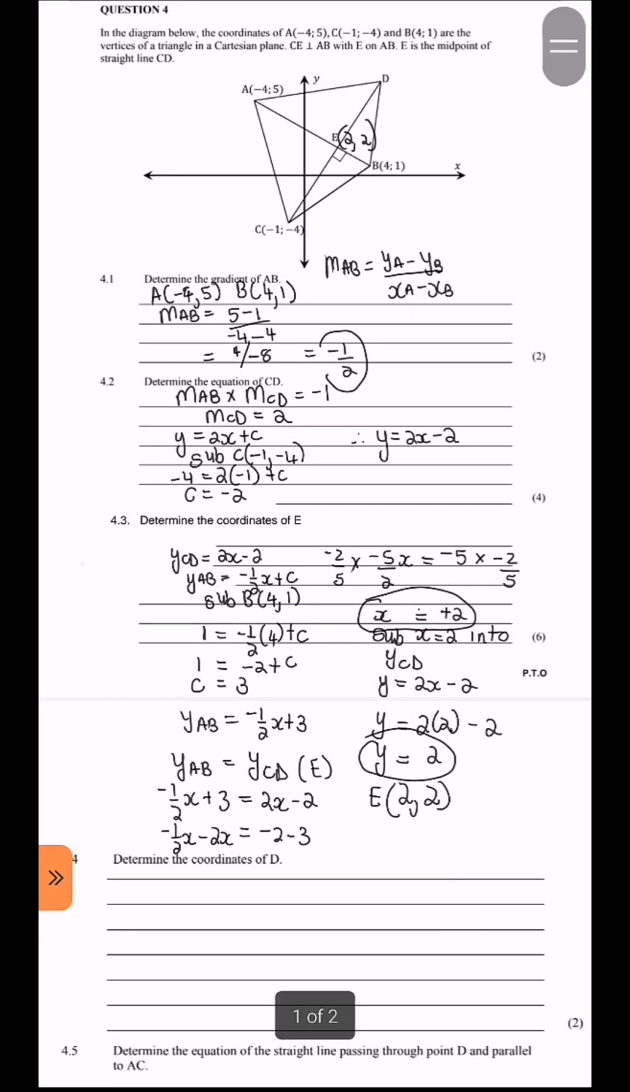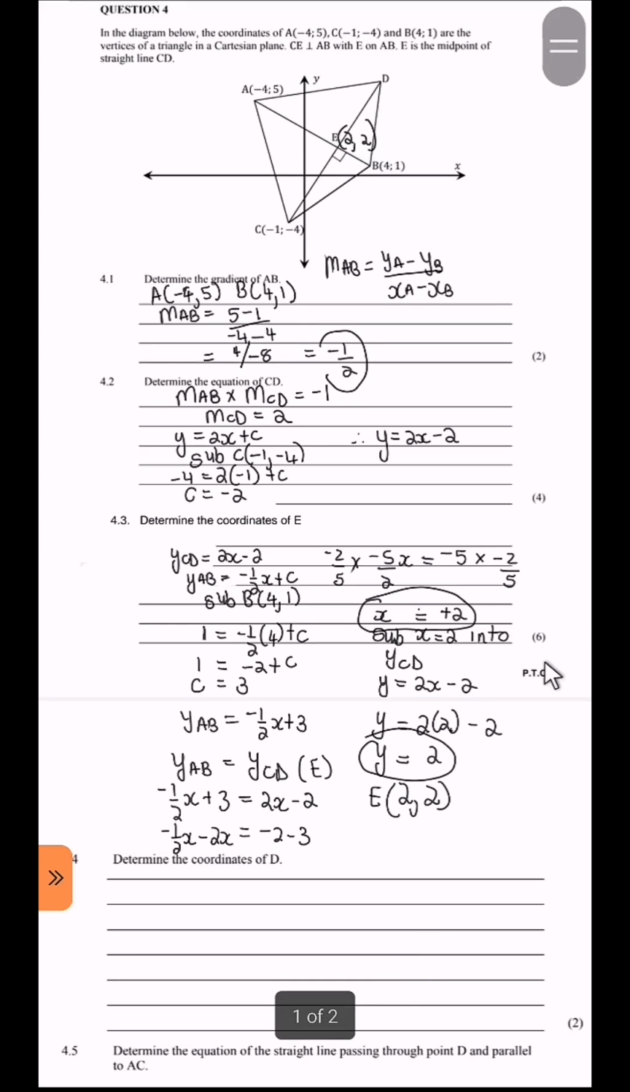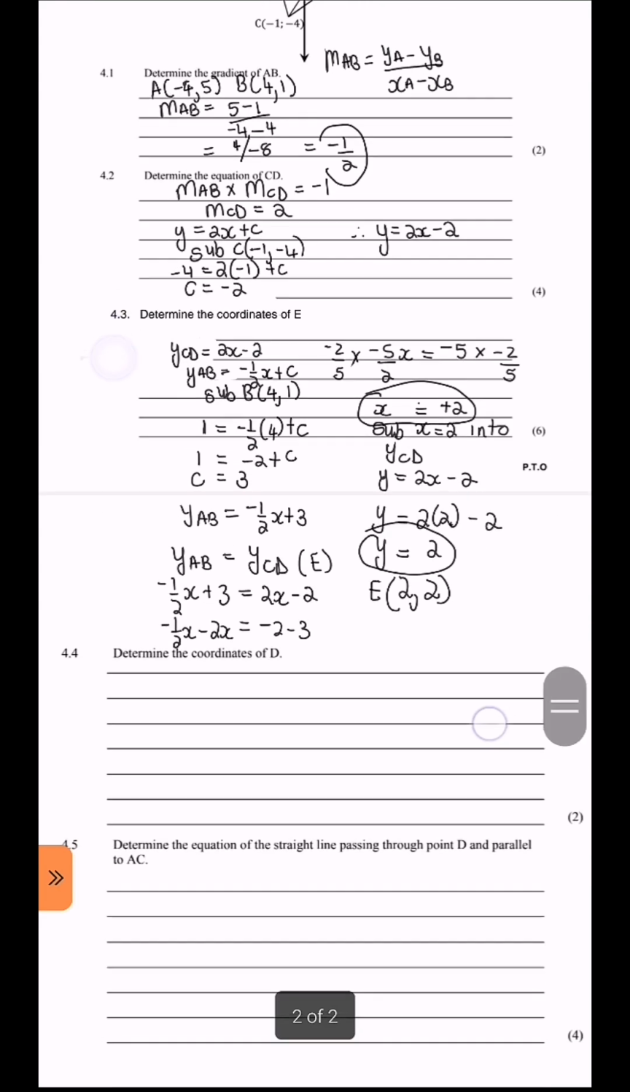Okay, so next we are going to look at 4.4, which says determine the coordinates of D. When we look at D, we can see that it's line CD, and we already have the midpoint here. So what we can do is use the midpoint formula to calculate the coordinates of D.